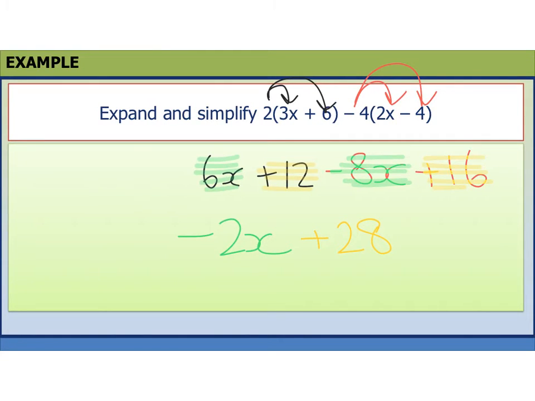Now that answer is fine to give as it is, but because I've got a negative sign at the front, it's often better to just write these two terms the other way around. So start with the positive 28, because I don't need to put the plus sign in front of it, and then minus 2x.